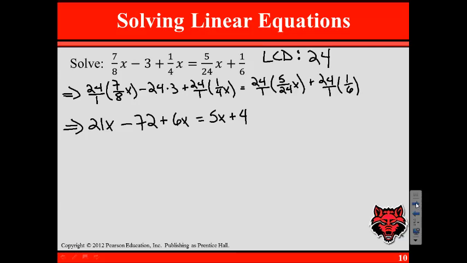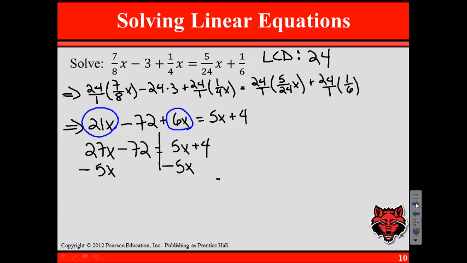On the left-hand side, we can combine like terms. We have 6x, 21x, and those will combine to make 27x. So we have 27x minus 72 equals 5x plus 4. We've done all the simplifying we need to do on each side. Let's draw a vertical line, separate sides, and start moving terms. So we subtract 5x from each side.